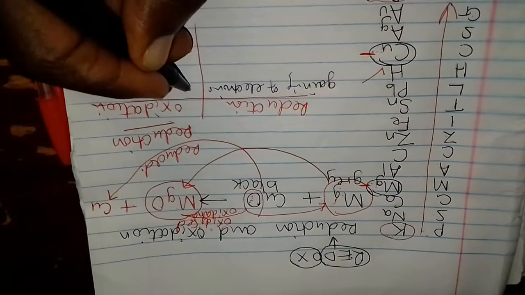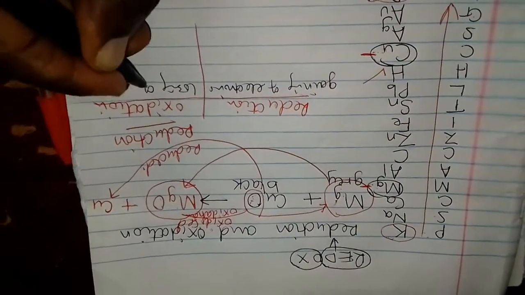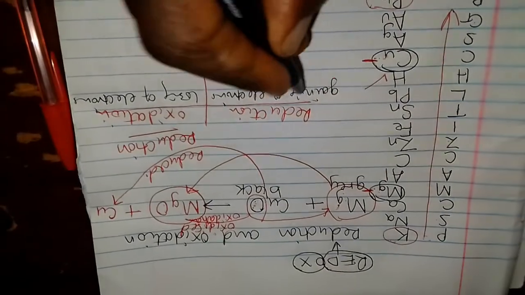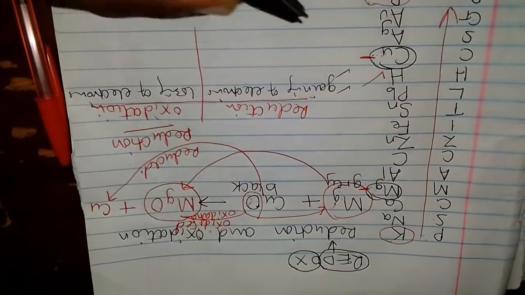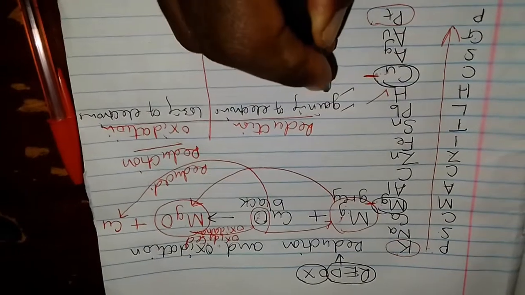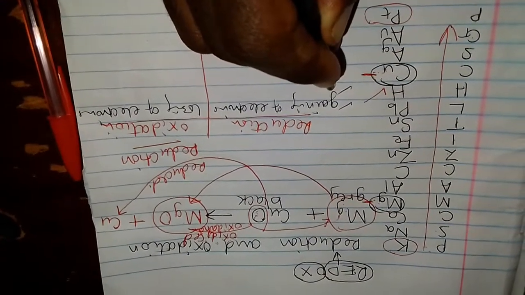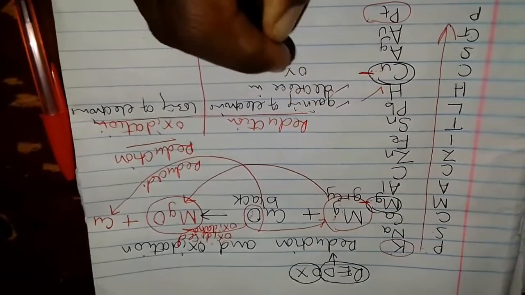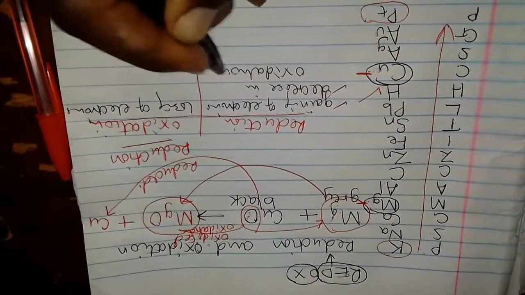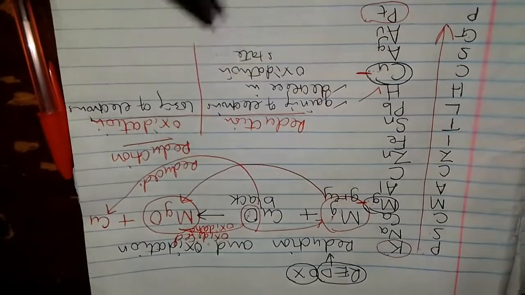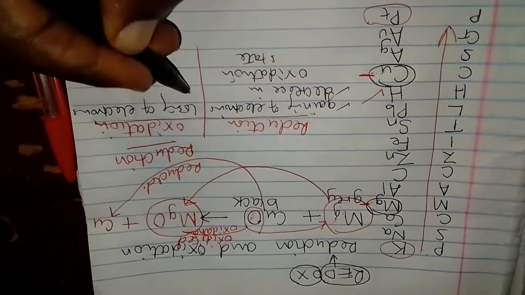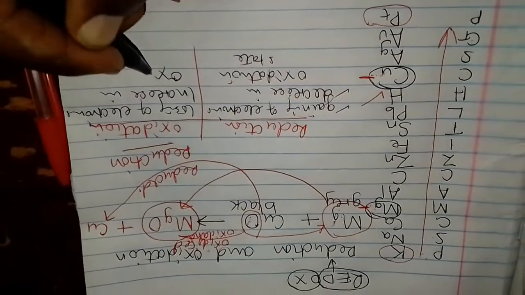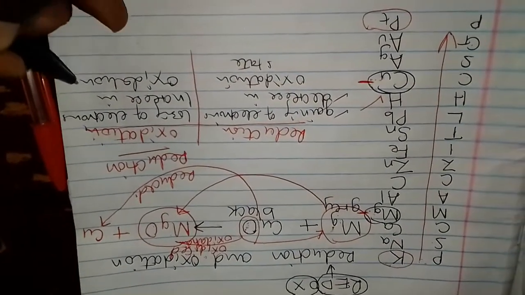Good. And oxidation is the losing of electrons. Here, reduction can actually end up having what we call a decrease in oxidation state. A decrease in oxidation state, then there is actually an increase in oxidation state.